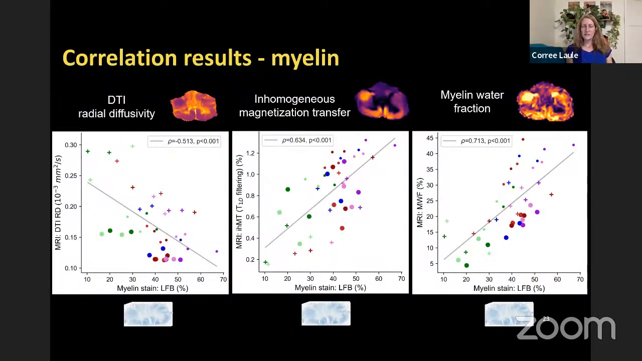We can also look at correlation results. This is some of our work looking at relationships between markers of myelin and myelin staining. What we see is that there are good correlations between different markers for myelin, radial diffusivity, magnetization transfer, and myelin water fraction, and Luxol fast blue for myelin staining.